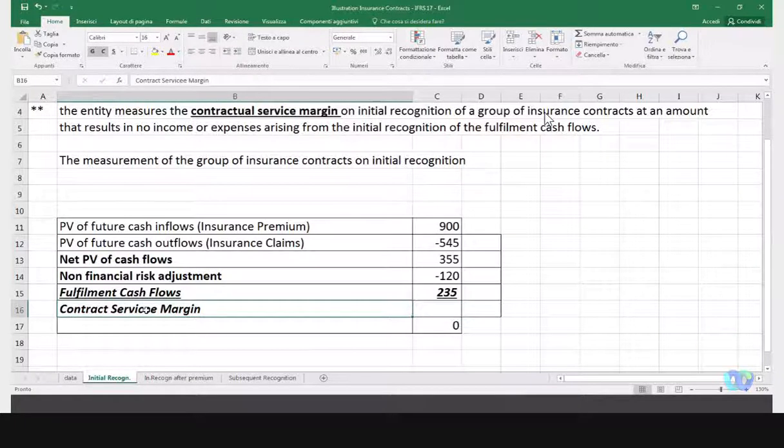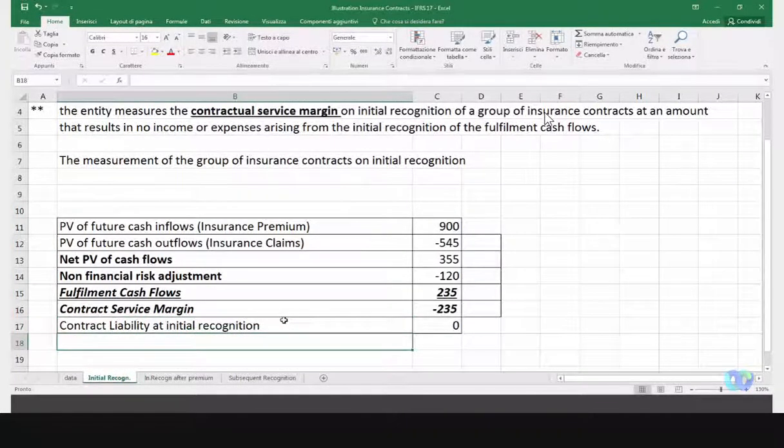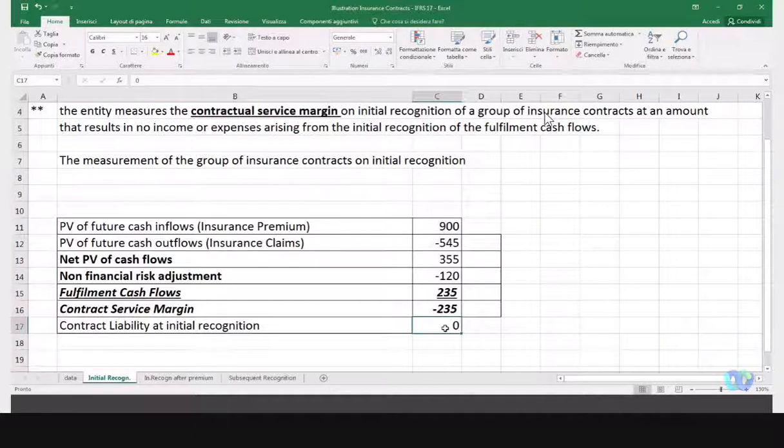If you recognize the contract service margin equal but with a minus sign to the fulfillment cash flows, this is the contract liability at initial recognition. The contract liability at initial recognition is zero. Why is it zero again? It is before receiving the premium. You have not received any money yet. You are not obliged to anyone. You have no liabilities for the moment. This is before taking the money in, before receiving the premium.